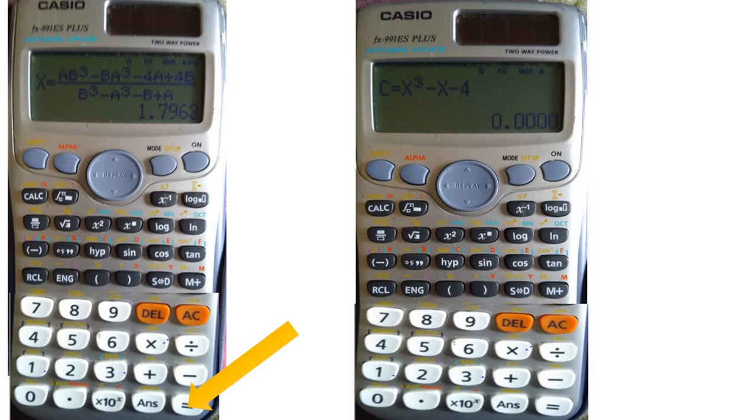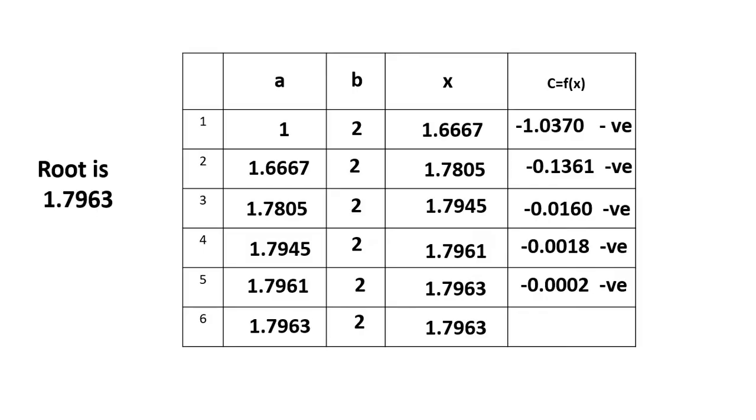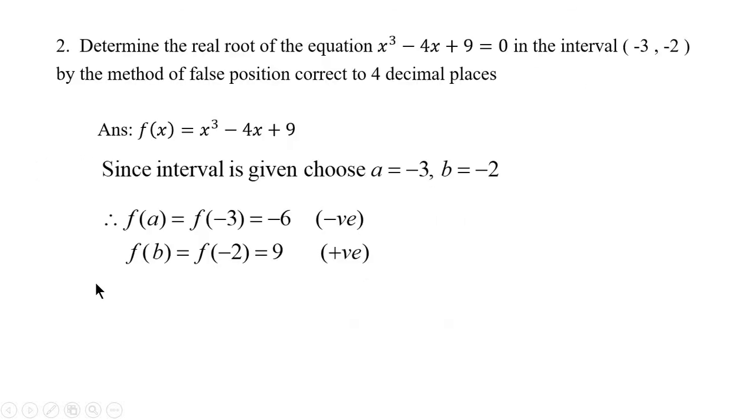Okay, now after writing all the values in the table, you can see that our value of x is being repeated, 1.7963. Here also it is 1.7963 and c being 0.0000. Therefore we can conclude that our root is 1.7963. Let us proceed with the next problem.